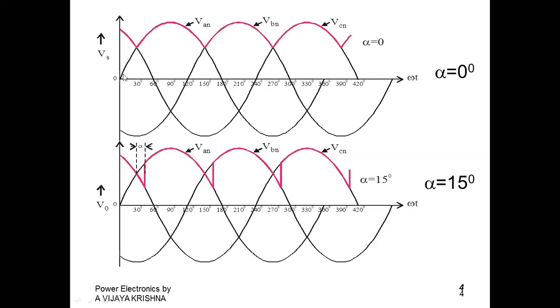Now, how is the magnitude of the output waveform? The magnitude of the waveform for a single phase would be like this. But we are not using a single phase, we are using a combination of three phases. Therefore, the output waveform obtained has this value. This is the waveform.